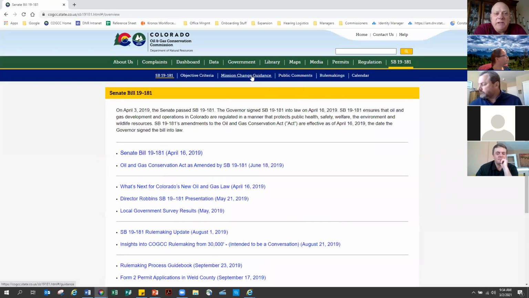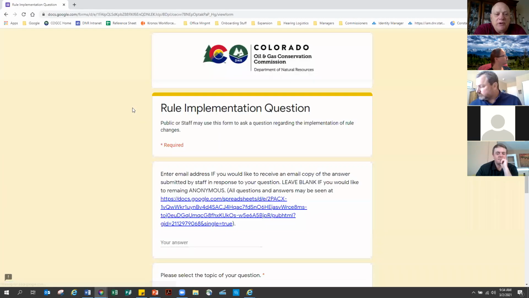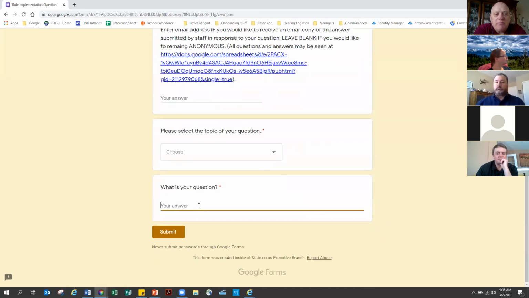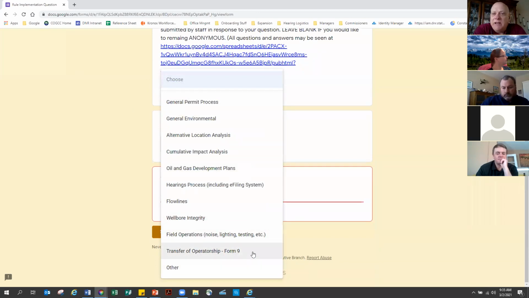So we have updated the question portal tool, the Ask a Question button. If you'll click on that, Hannah, and then scroll down to the question categories and click on the drop down next to Choose. You'll see at the very bottom, we have added a category of questions for Transfer of Operatorship Form 9. So if you have a specific question for that, now that it's out there, you can submit it specifically, not using the Other or the Permitting Process. You've got a specific Form 9 topic here that you can submit your questions under.